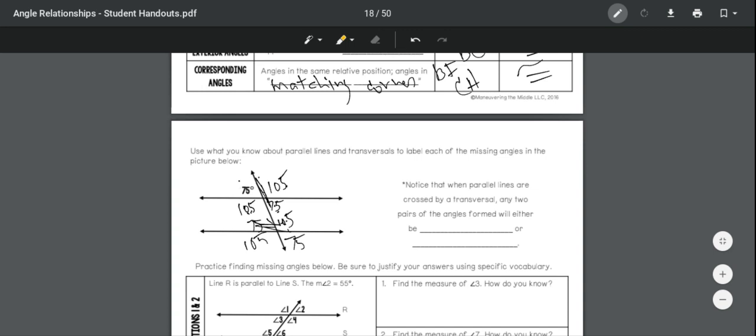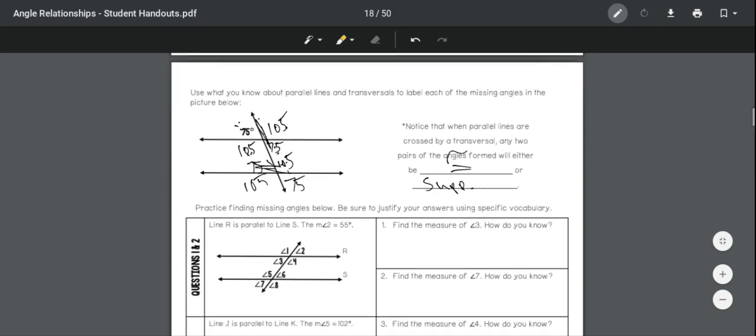And remember, there's always just going to be two numbers. So any pair of angles formed, they're either going to be congruent or they're going to be equaling 180. They're going to be supplementary.